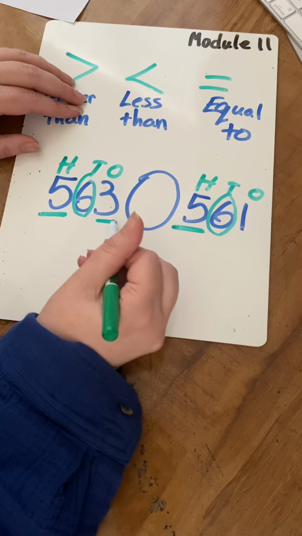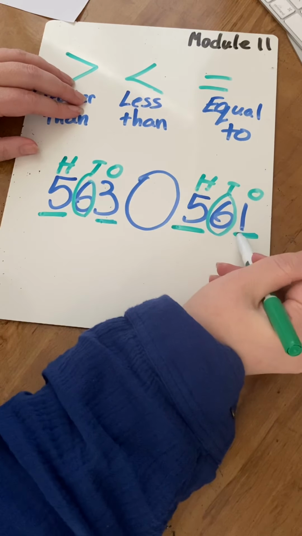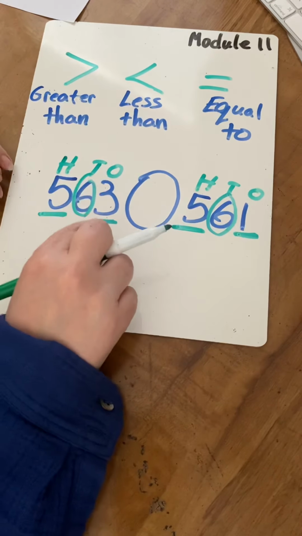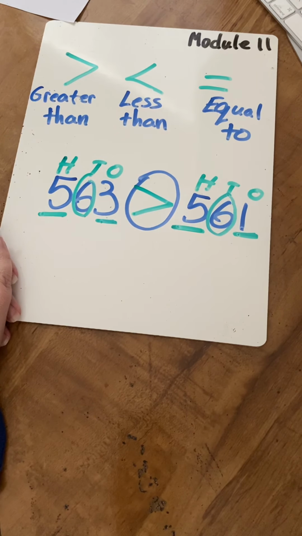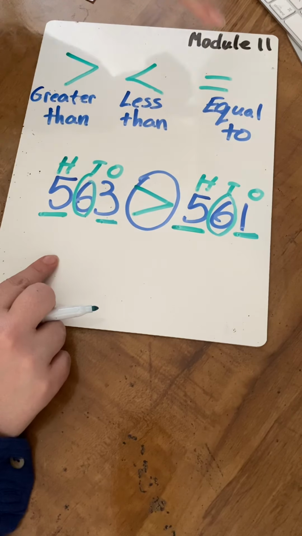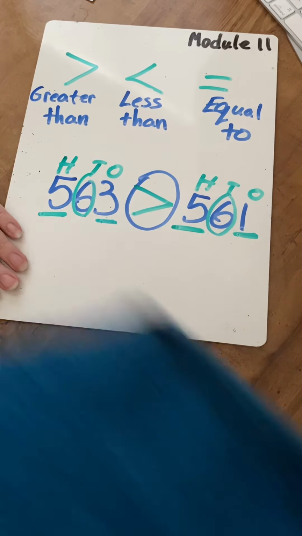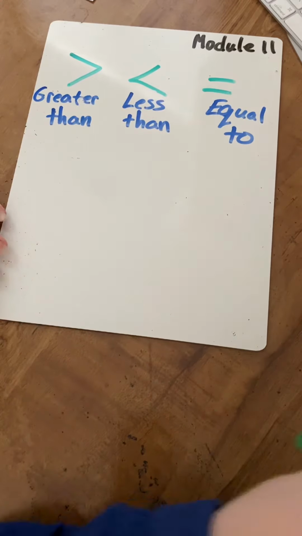What's in the ones place over here? 3. What's in the ones place over here? 1. What's bigger, 3 or 1? 3. Open up that crocodile mouth to the bigger number. Which symbol is it? Greater than. We read it. 563 is greater than 561.